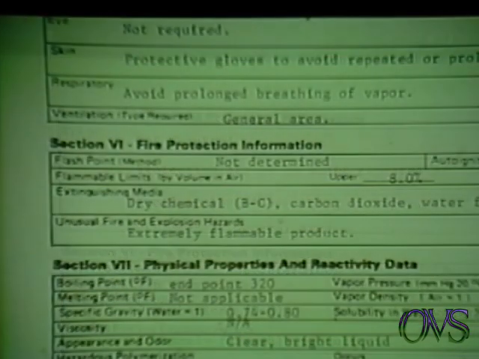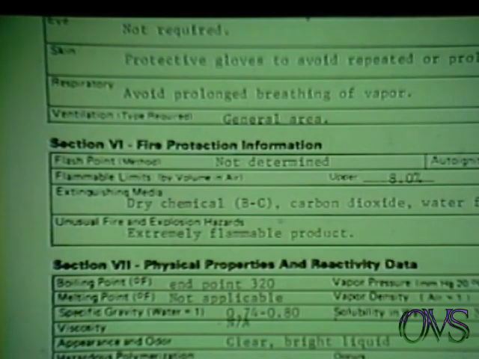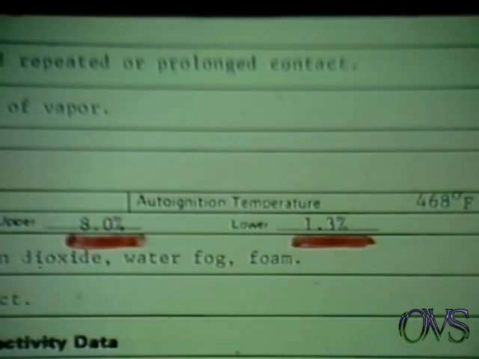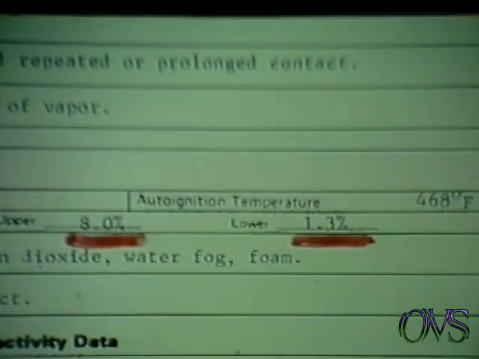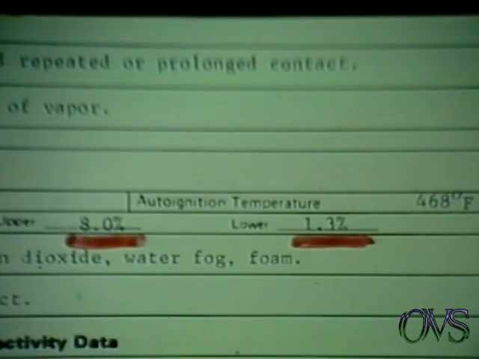The next section, titled Fire Protection Information, covers several standard measurements that have been determined by laboratory analysis. The first one is flash point. Next to that is auto-ignition temperature. This is the minimum temperature required for a substance to catch fire in the absence of a spark or flame. The flammable limit defines the range of gas or vapor concentration in percent by volume in air, which will burn or explode if an ignition source is present.